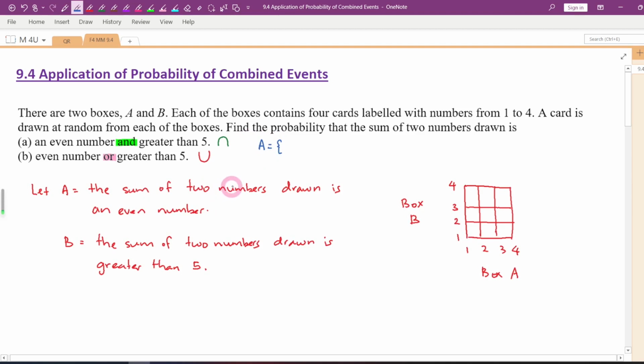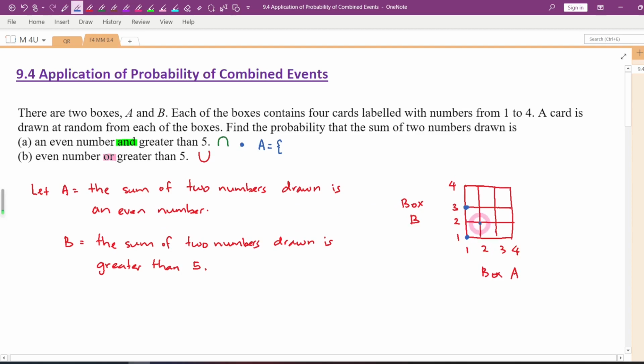The sum of the two numbers drawn is an even number. 1 paired with 1, yes. 1 plus 1 is equal to 2. 2 is an even number. Let me use this symbol to represent event A. 1 plus 2 is equal to 3. 3 is not an even number. 3 is an odd number, so we don't want this combination. 1 plus 3 is equal to 4, yes. 1 plus 4 is equal to 5, which is an odd number. We don't want this. We want even number.